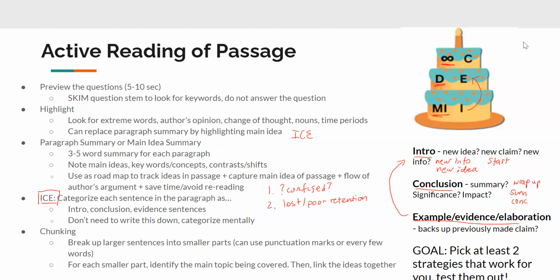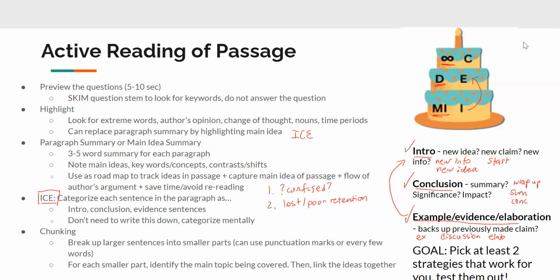In terms of example, evidence, or elaboration, people just usually like to keep track of it as example. Some people like to say discussion in their head. Elab is the most common one. So there's different ways that you can just change up ICE, but the basic structure is they're giving you some new information or introducing something. There may be a conclusion in the paragraph, and there may be an example or something to back up a claim the author made.